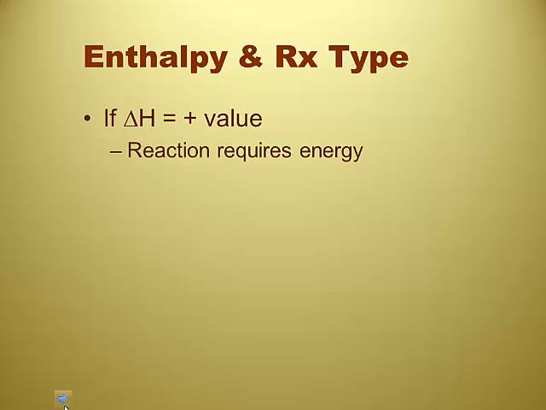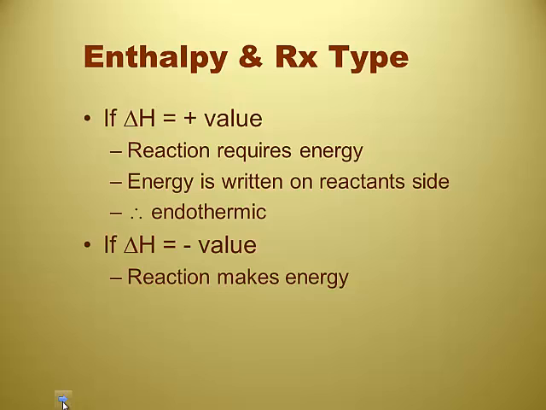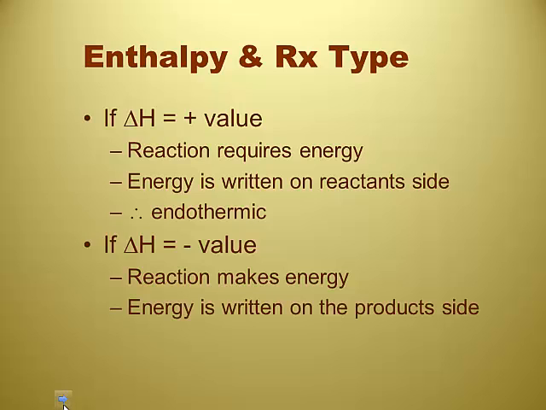All right, so we have enthalpy with different reaction types, right? Just as a reminder, if the delta H value is positive, that means that the reaction requires energy, or that the energy is written on the reactant's side of the reaction, and therefore we've got an endothermic reaction. If delta H is a negative value, that means that the reaction makes energy. Energy is written on the product side of the reaction. It's exothermic.